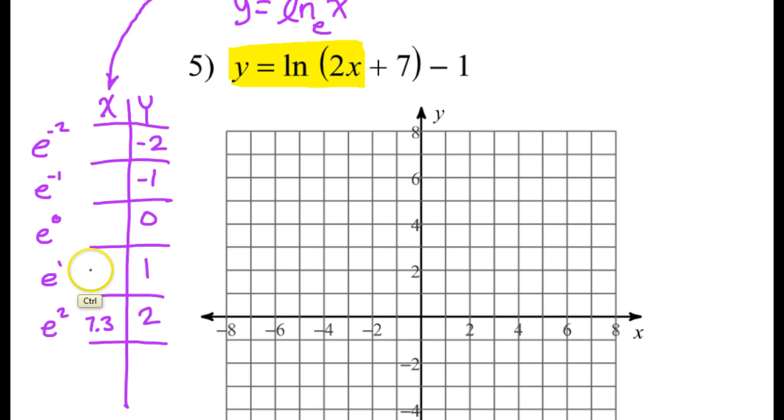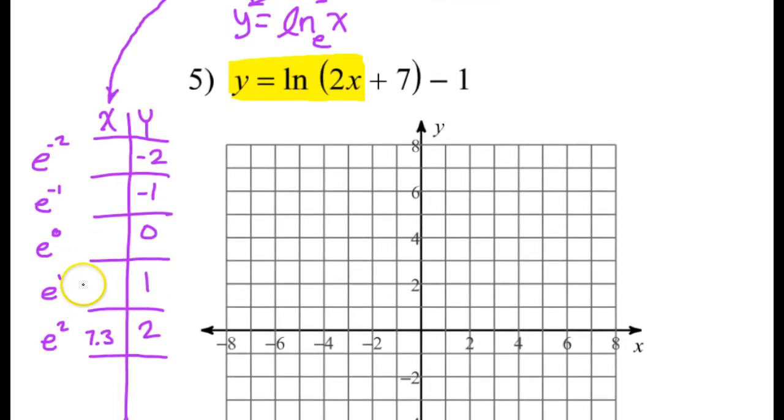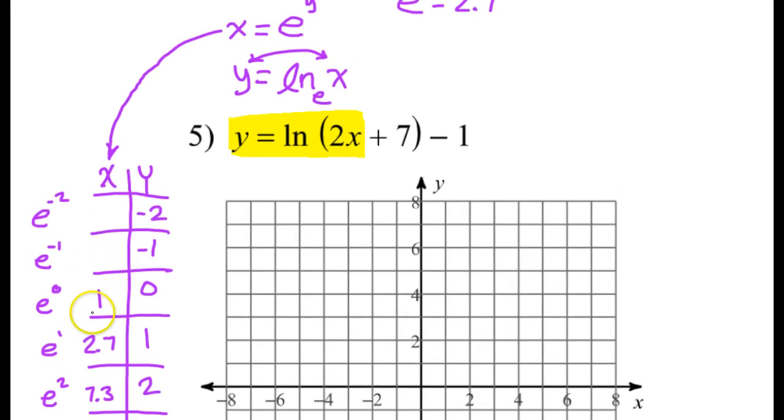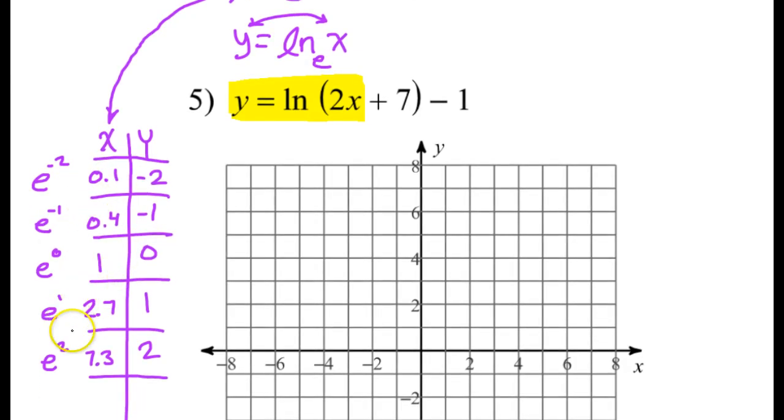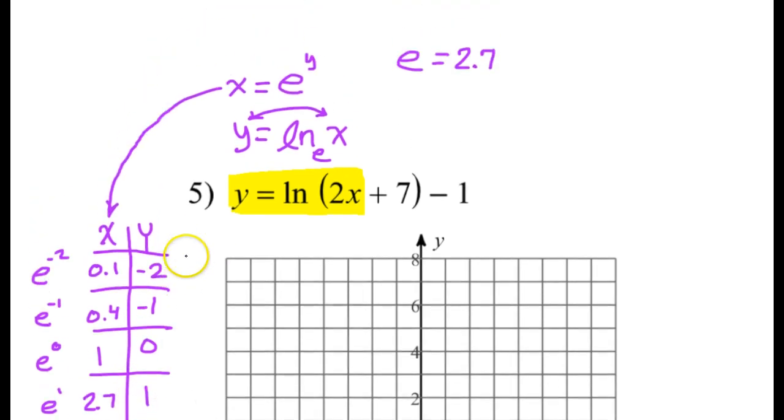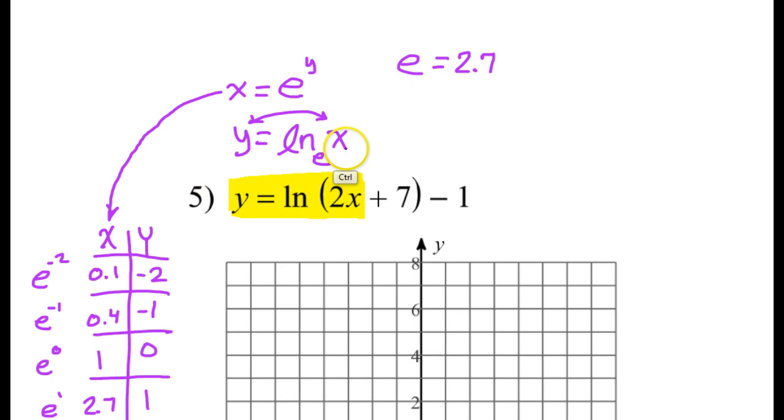And then e to the 1 power would be the 2.7. Anything to the 0 power is 1. Now these last two will be the reciprocals of the bottom two. So 1 divided by 2.7 is 0.4. And 1 divided by 7.3 is 0.1, approximately. So these are my x values. So what I've graphed so far is just natural log x.